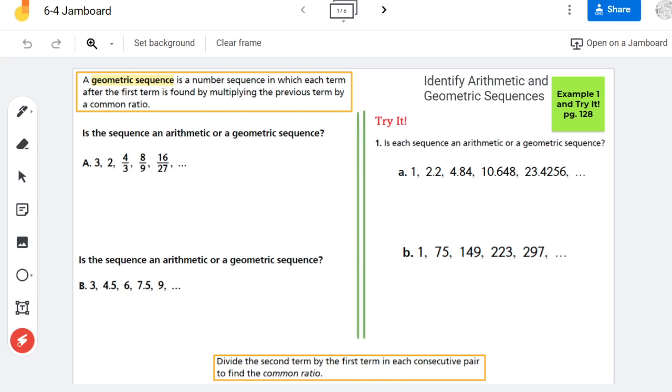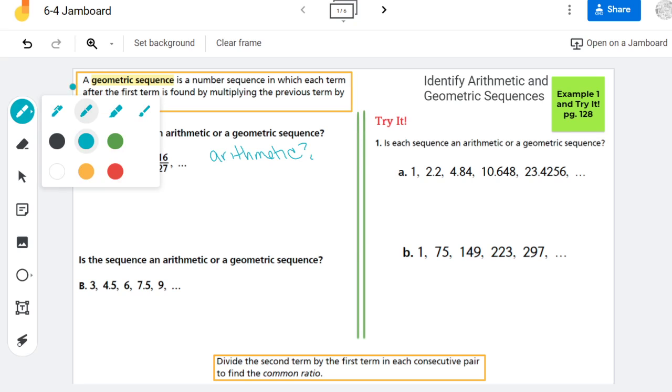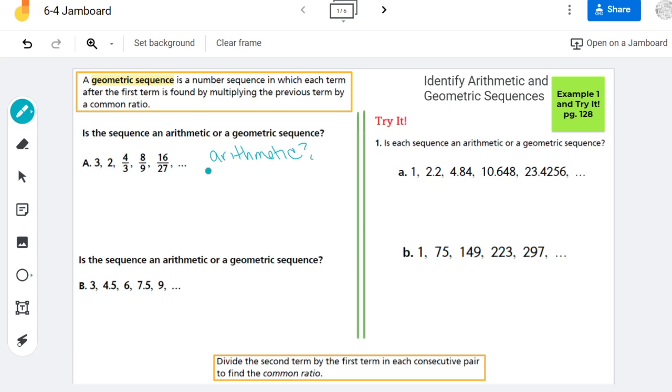So the goal of this example is to identify if there's a common difference or a common ratio, and then determine if it's arithmetic or geometric. So let's first, on this one, test for arithmetic. Again, with an arithmetic sequence, there is a common difference. So what I'm looking for is to see if, when I subtract one term from the other, it's that same value. So here I'm going to do 2 minus 3, and I get -1.